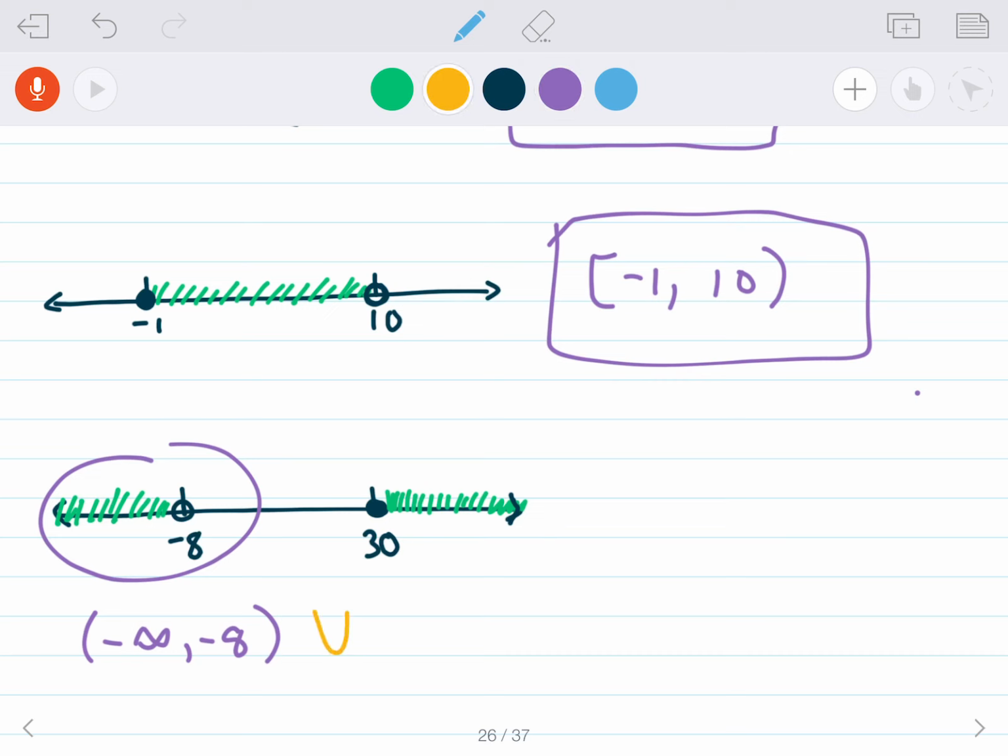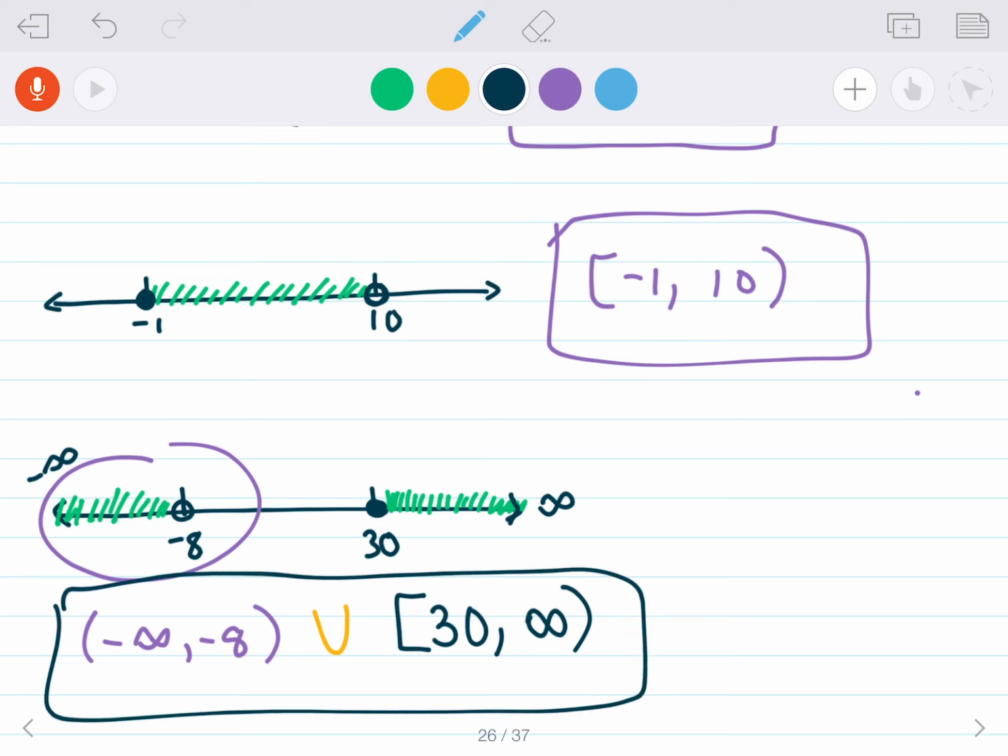Now we're going to join the other set. The other set, we start at the lowest number 30, and by the way, 30 is going to get a bracket because it's included. And then we're going to go all the way up to positive infinity. And infinities always get parentheses. So this is our answer in interval notation. We have the set from negative infinity to -8 unioned with the set from 30 to infinity.